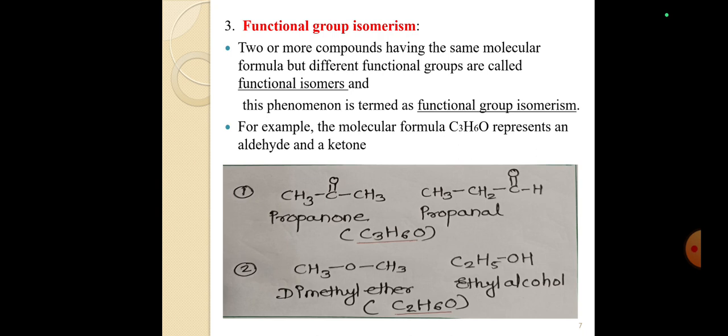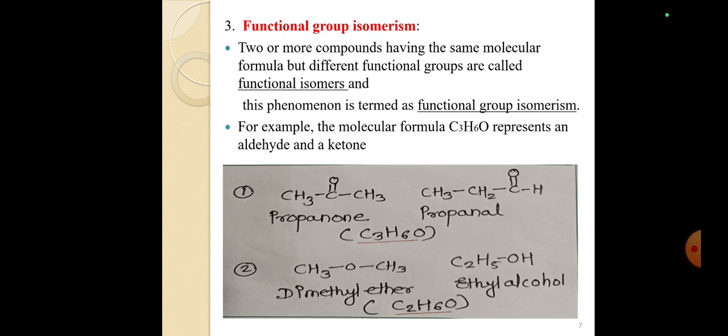So in the first example, with the same molecular formula, I have made CH3, C double bond O, CH3. This is the example of a ketone. The name is propanone. And another example, CH3, CH2, CHO. This is the functional group. CHO stands for aldehyde, propanal. So here one example is having a ketonic functional group and the second example is having an aldehydic functional group. So ketone and aldehyde are functional isomers of each other.